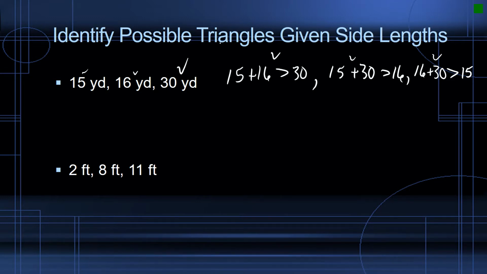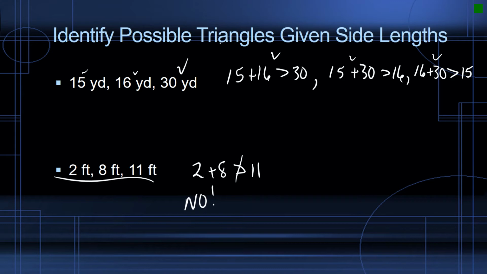Now, this next scenario, I got 2 feet, 8 feet, and 11 feet. And I can start saying, okay, well, 2 plus 8, is that greater than 11? Well, 2 plus 8 is 10. That's not greater than 11. And so no, this is not a triangle. A triangle with those side lengths cannot exist according to the triangle inequality theorem.